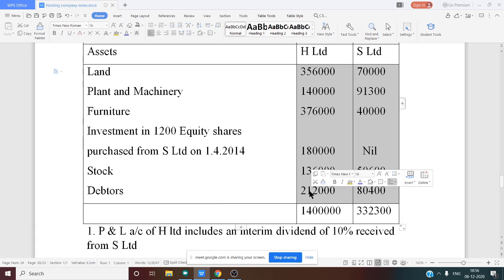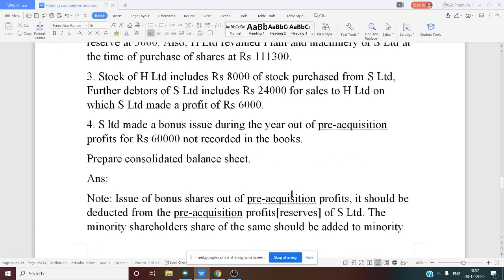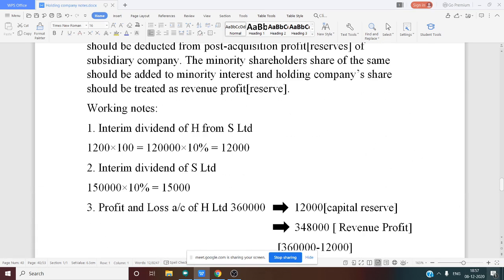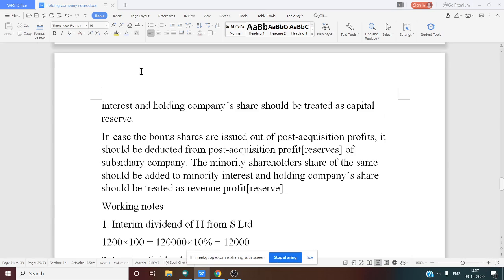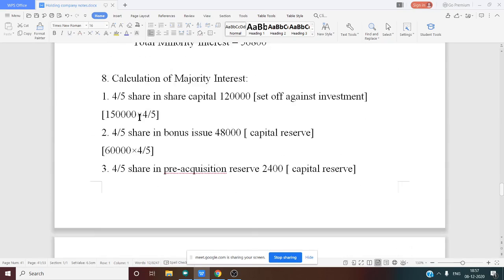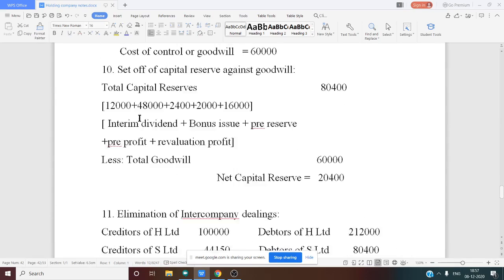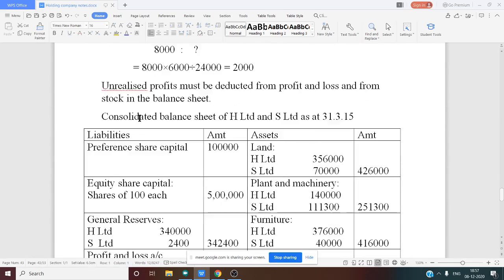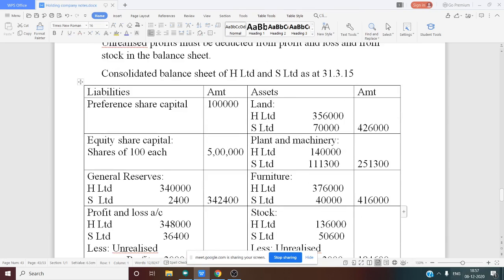Debtor, you have to add both, and there is an intercompany transaction, you have to deduct. So now we will see the consolidated balance sheet information. We have to see this land. See this land now, holding company land plus subsidiary company land, total land is 4,26,000.